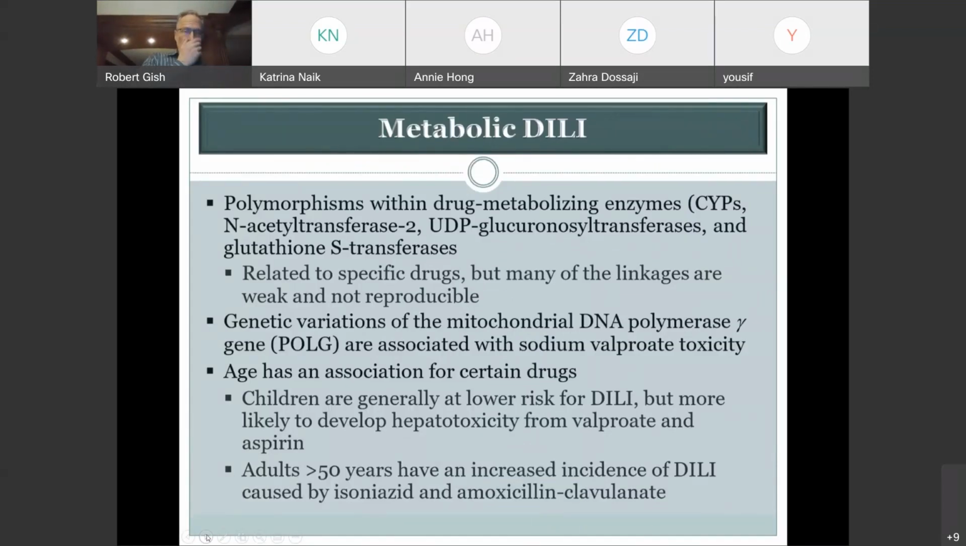UDP glucuronosyltransferases can be phenotyped. Why this is important is you might be working up somebody for Gilbert's, and you come up with a polymorphism in Gilbert's. There are some polymorphisms that may make the Gilbert's patient more susceptible to some types of drug-induced liver injury. But you have to do the modeling to figure that out. You have to go through one of these drug toxicity panels to establish that. You can't just say, oh, you have Gilbert's, you're going to be at more risk of toxicity to certain drugs.